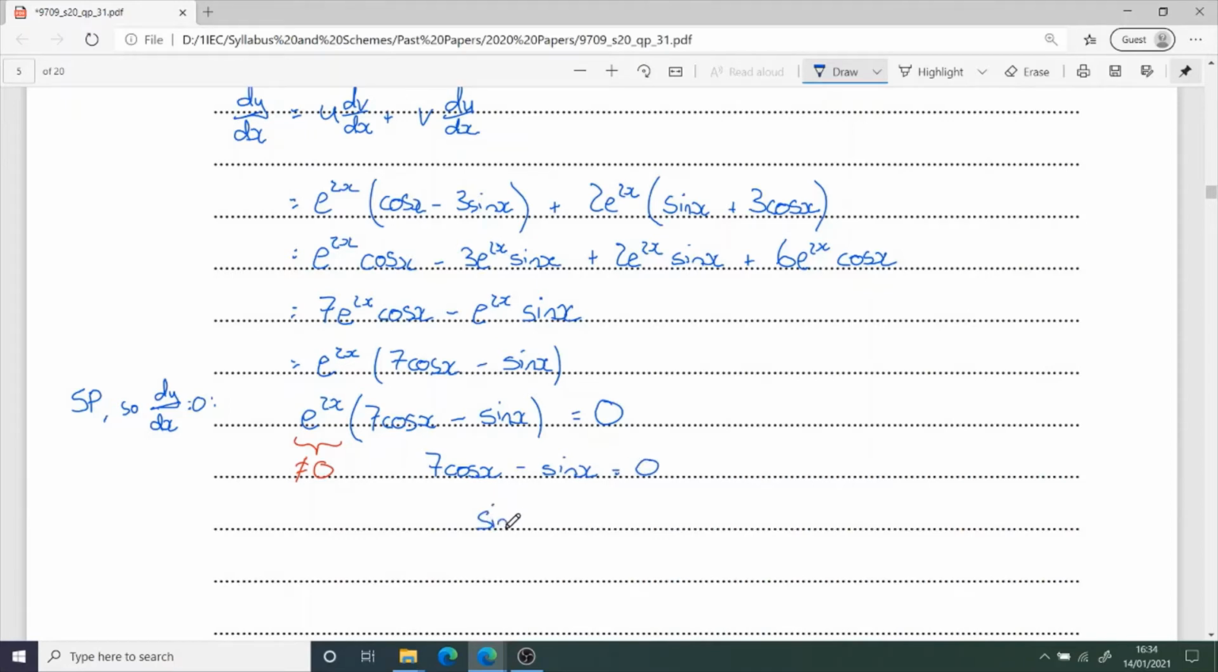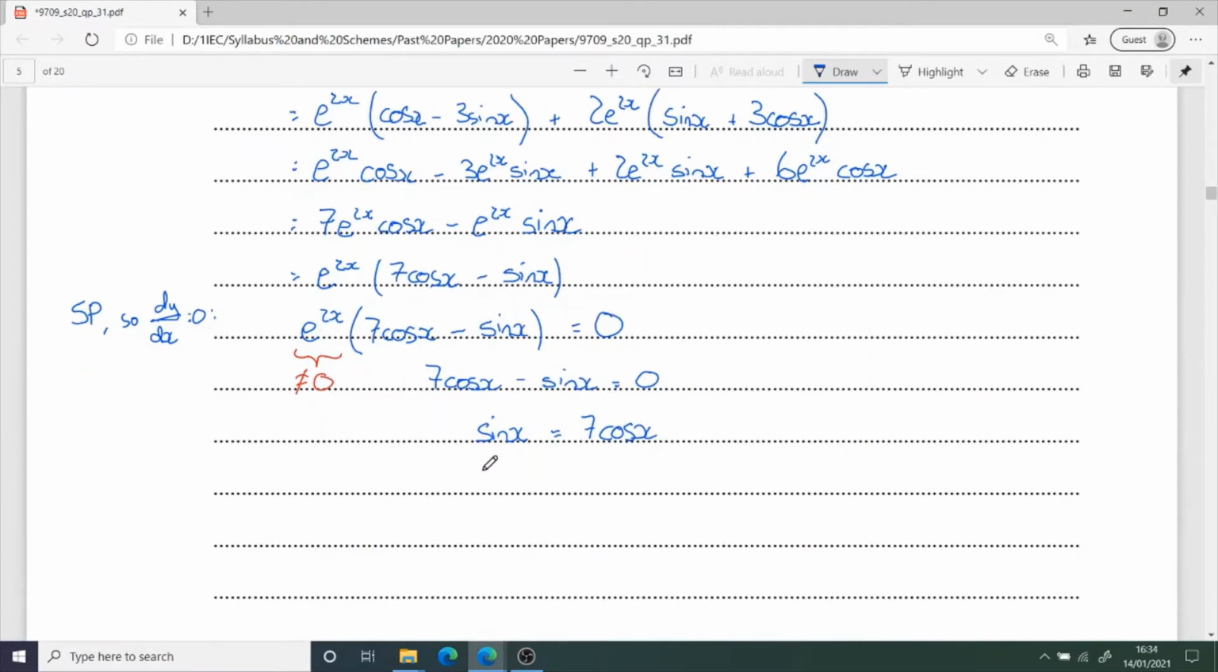So we get sin x is equal to 7 cos x. Let's divide by cos. So we get sin x divided by cos x is equal to 7. Sin x over cos x is tan x, so we get tan x equals 7. And then we'll do inverse tan of 7. Again, make sure your calculator is in radians this time.